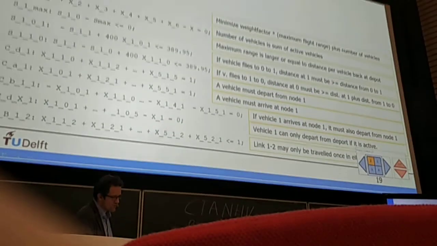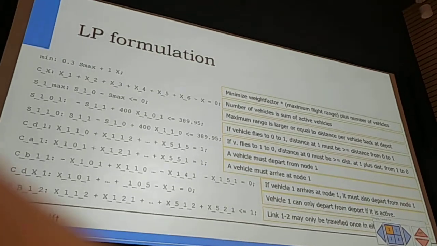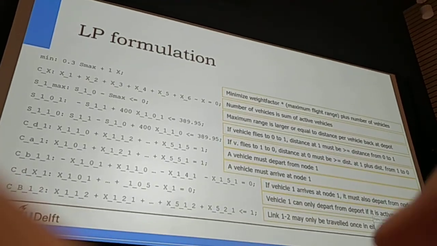We have a bunch of constraints here. So basically what I have here is a minimum times the maximum flight range per vehicle, plus the number of vehicles. So I'm trying to minimize, in this case, the number of vehicles, and then also trying to minimize the maximum range per vehicle.